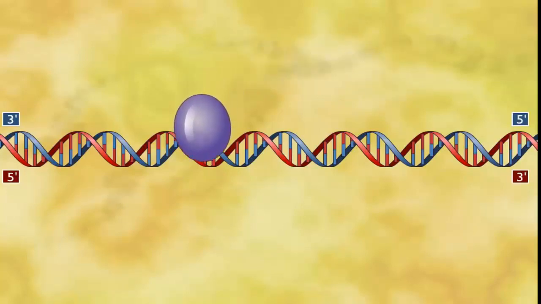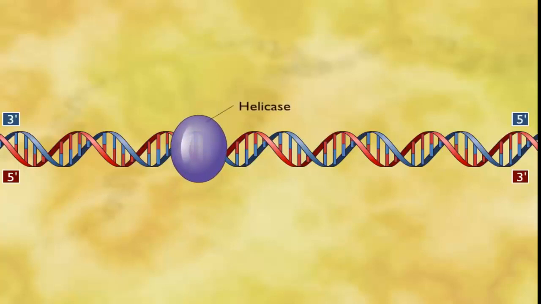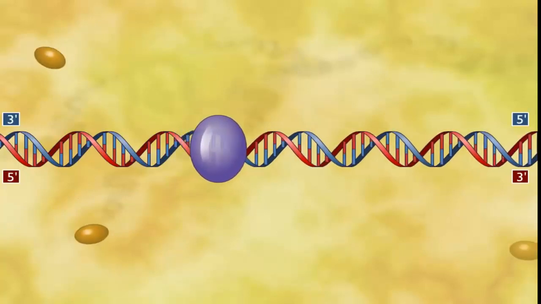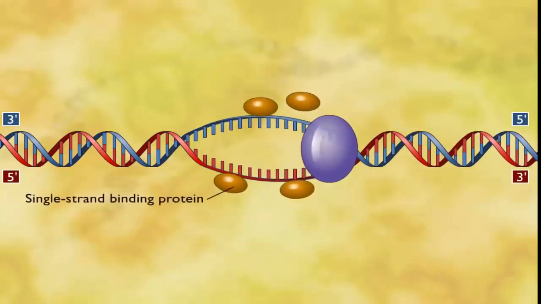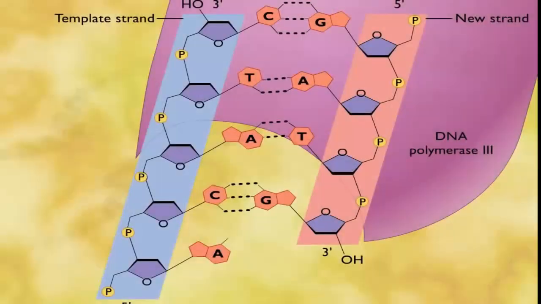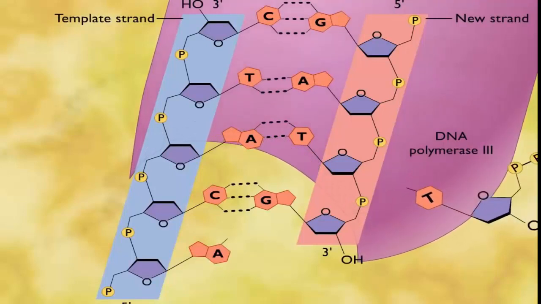The key event in the initiation of DNA replication is the binding of the enzyme helicase at the origin of replication. As helicase moves, it unwinds and separates a portion of DNA. This action separates the leading and lagging strand. Once DNA has been separated, single-strand binding proteins stabilize the single-stranded DNA templates.